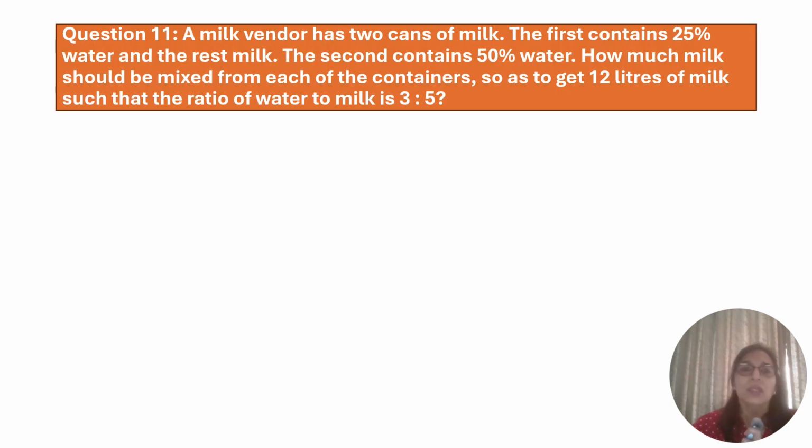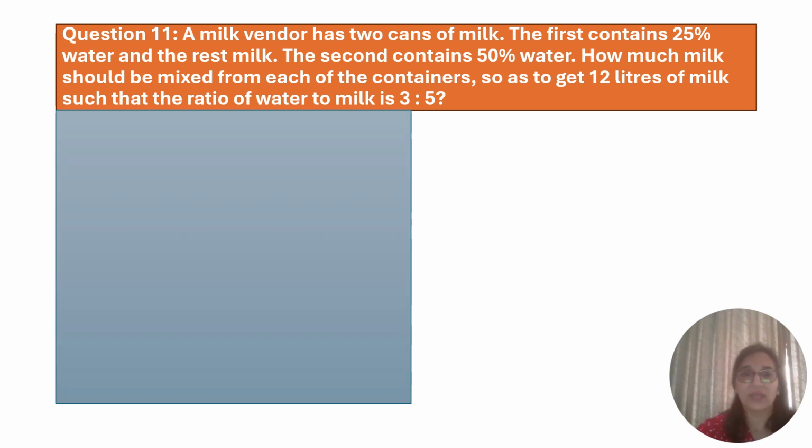So let's understand question number 11. Now a milk vendor has 2 cans of milk. The first contains 25% water and the rest milk. The second contains 50% water. How much milk should be mixed from each of the containers so as to get 12 liters of milk such that the ratio of water to milk is 3:5?